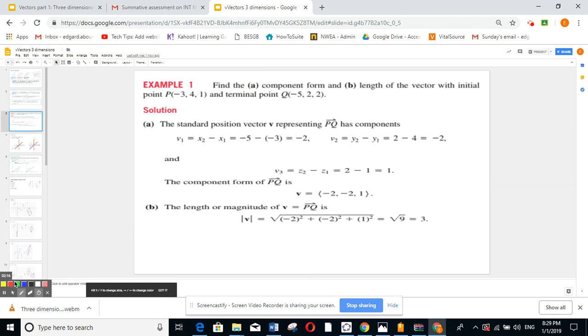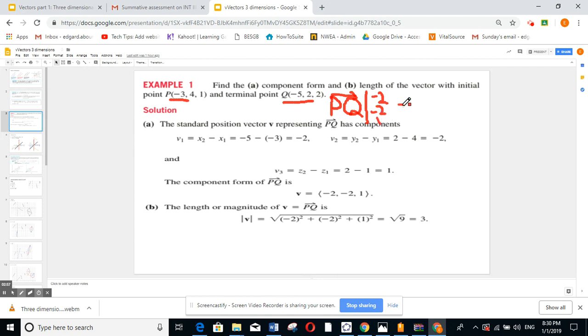So first of all, here I have: find the component form and the length of the vector with the initial point P and terminal point Q. Here you have two points. You can put them on the x, y, z axes. But if you want to find the components, you must find the coordinates of the vector PQ. It's very simple. We do xq minus xp, so minus 5 plus 3, which is minus 2. For the y, you do 2 minus 4, which is minus 2 also. And for the z, you do 2 minus 1, which is 1.